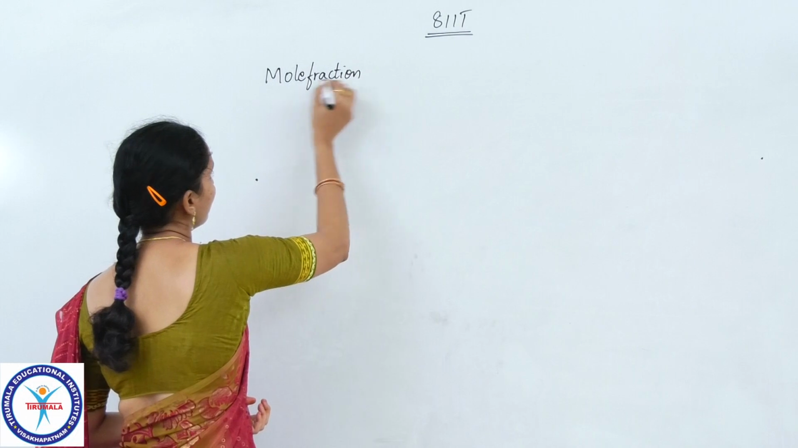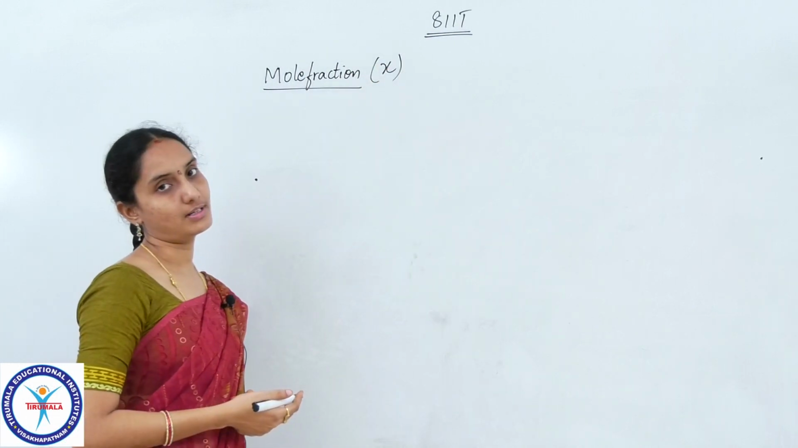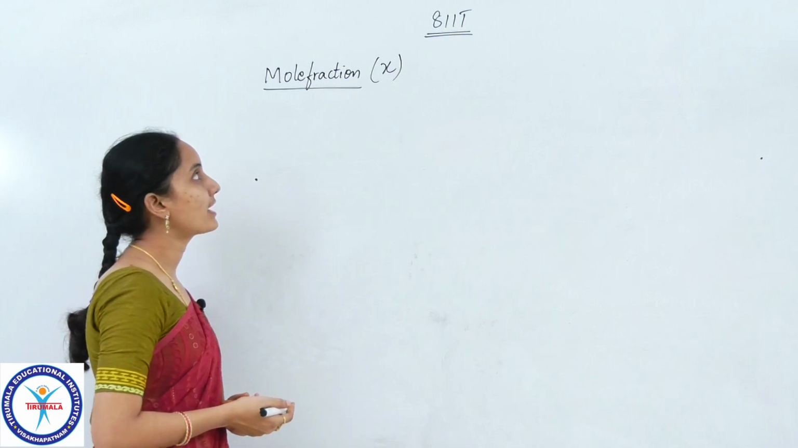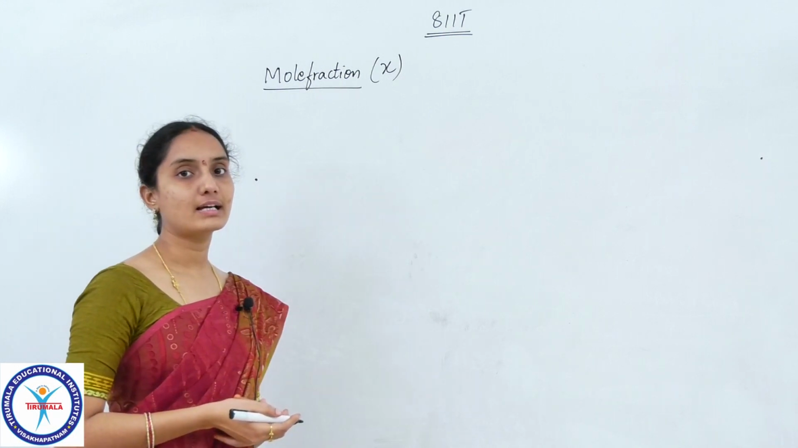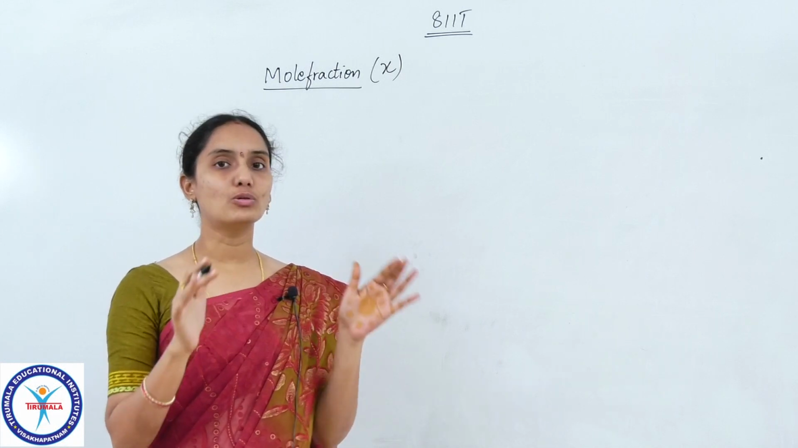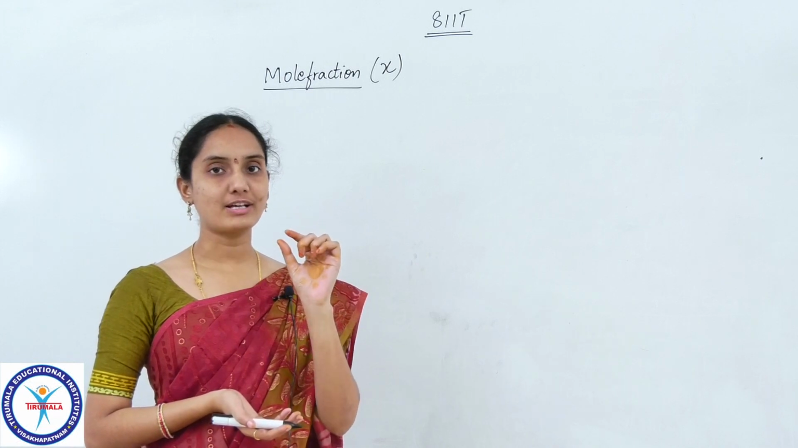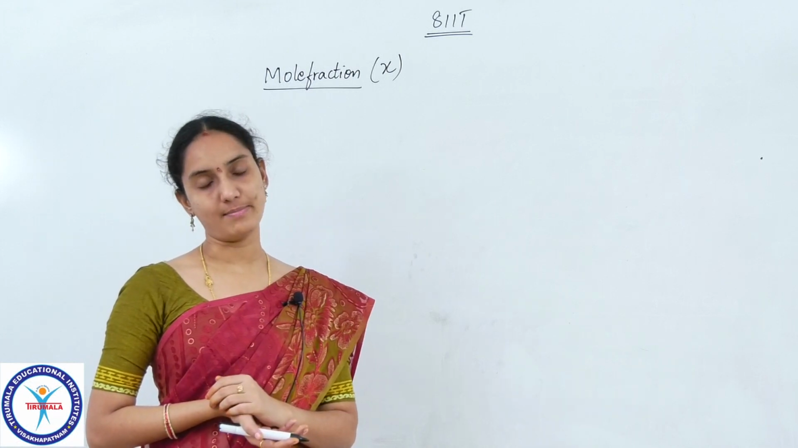So mole fraction is also one of the units of determining concentration, children. Mole fraction is nothing but the calculation of a particular fraction of a solute present in a total amount of solution. So its fraction we are calculating in the total amount.